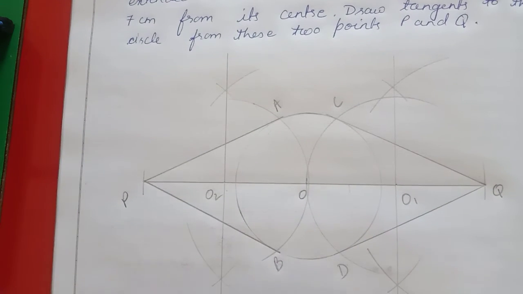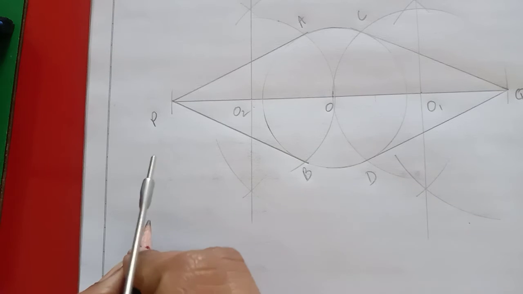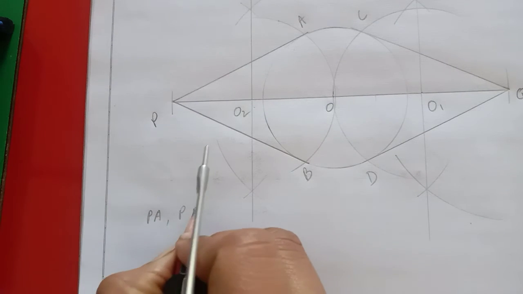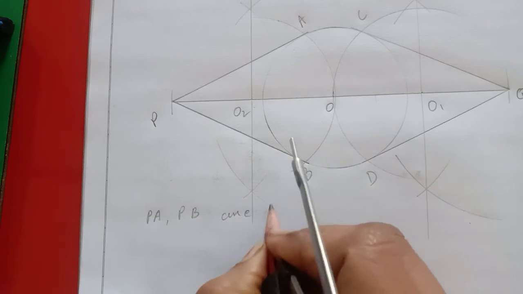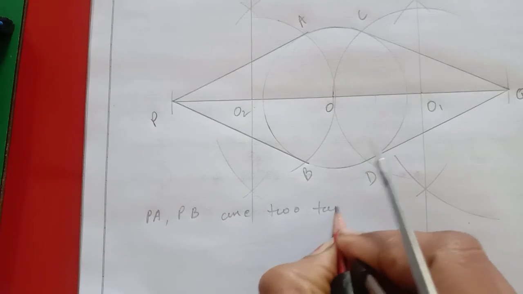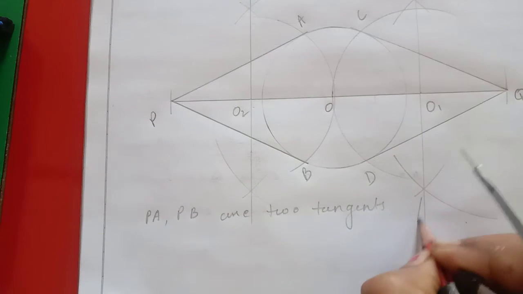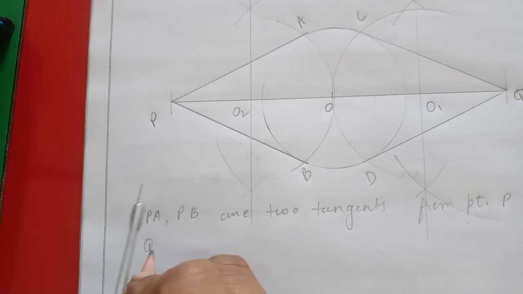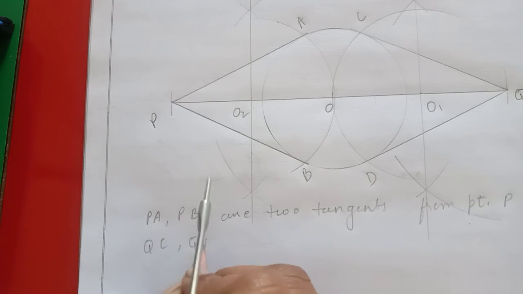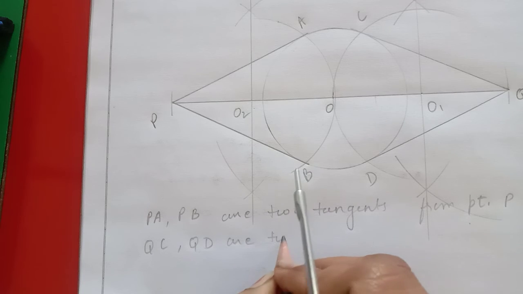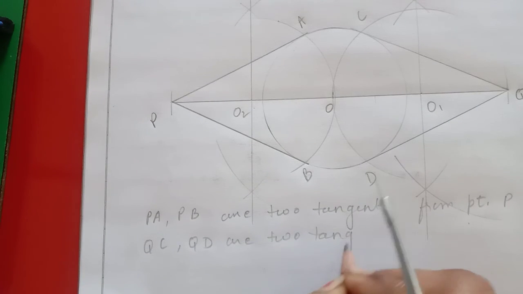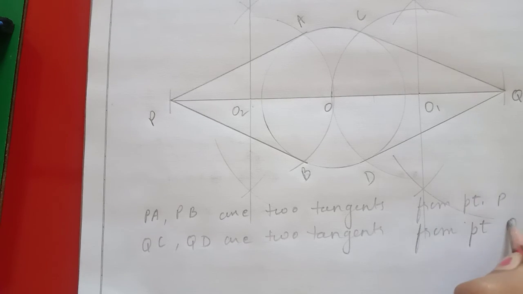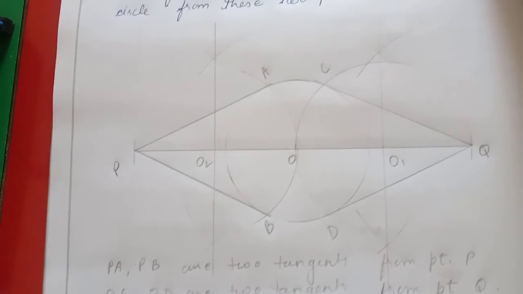So here we will write PA, PB are 2 tangents from point P, and QC, QD are 2 tangents from point Q. So this is how we will complete this question.